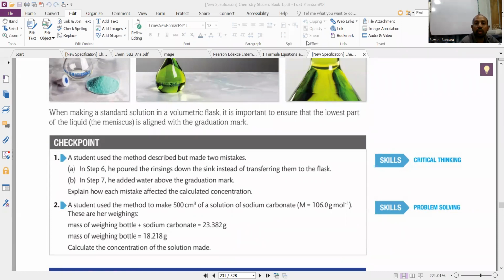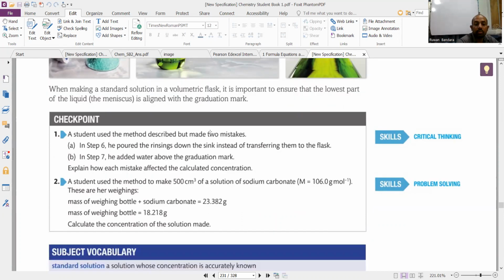Right. Take a deep breath. So what's the answer for 1B again? The calculated concentration will be, sorry, the actual concentration will be higher than the one in the solution. So you added water, so it diluted. Part B. So the concentration decreases. So the concentration is lesser than the original value.